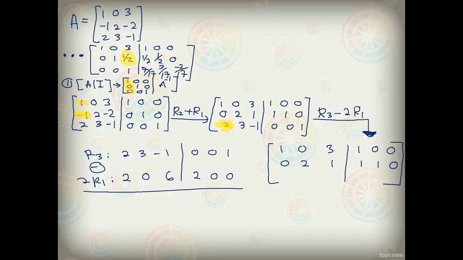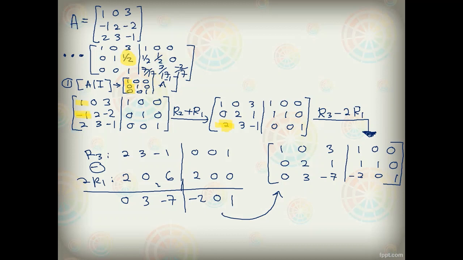Now let us perform the operation. 2 minus 2, you get 0. 3 minus 0, you get 3. Minus 1 minus 6 is minus 7. 0 minus 2 is minus 2. 0 minus 0 is 0. 1 minus 0 is 1. So transform this to the matrix here. Now our row 3 becomes 0, 3, minus 7, minus 2, 0, 1.